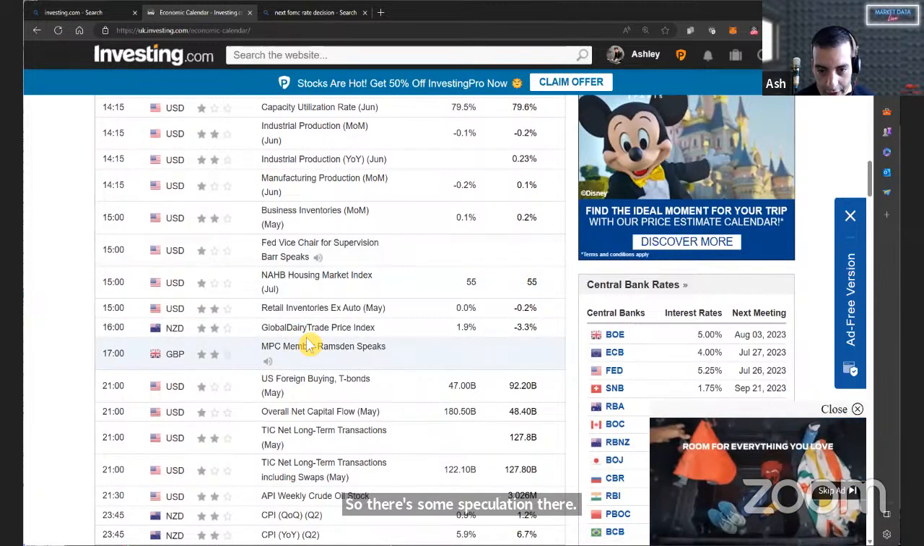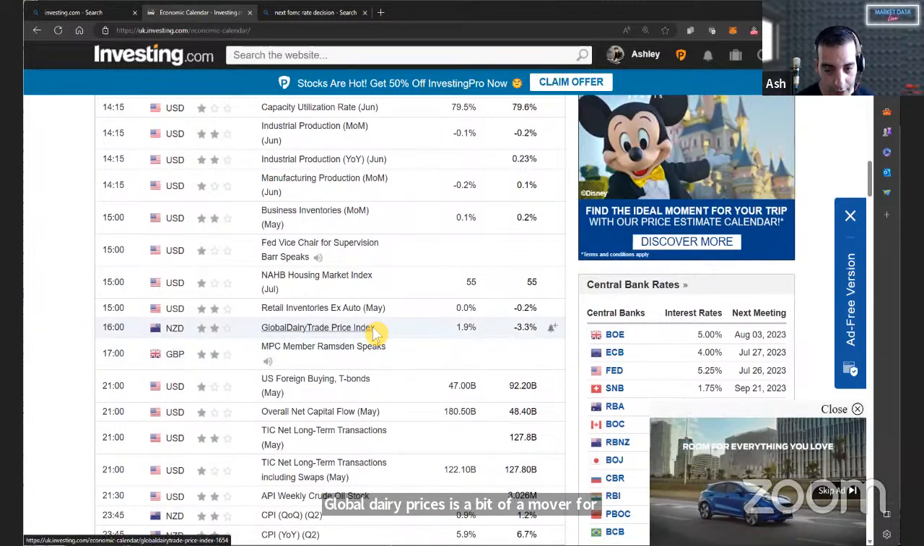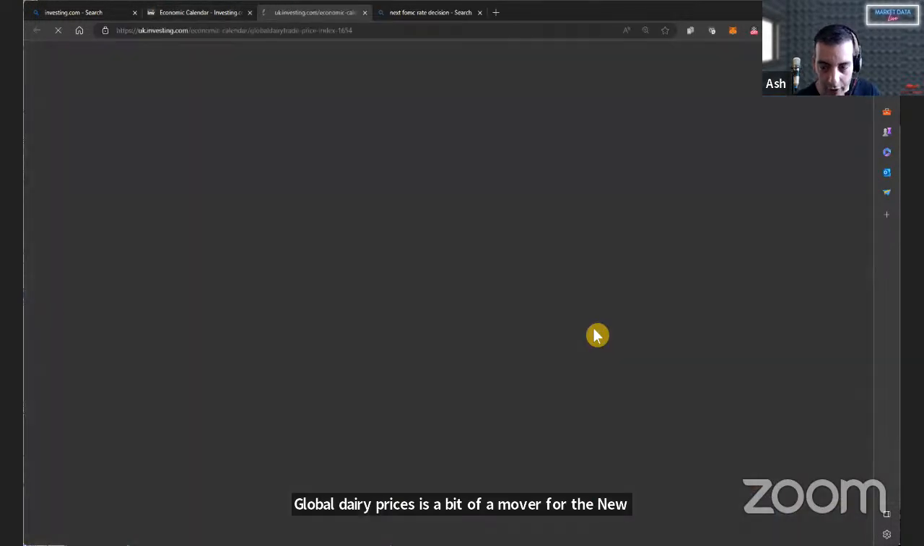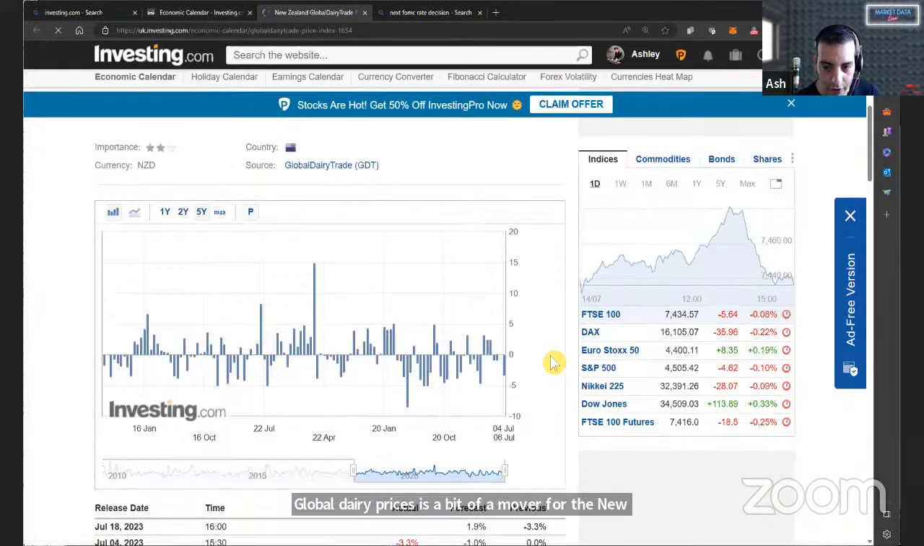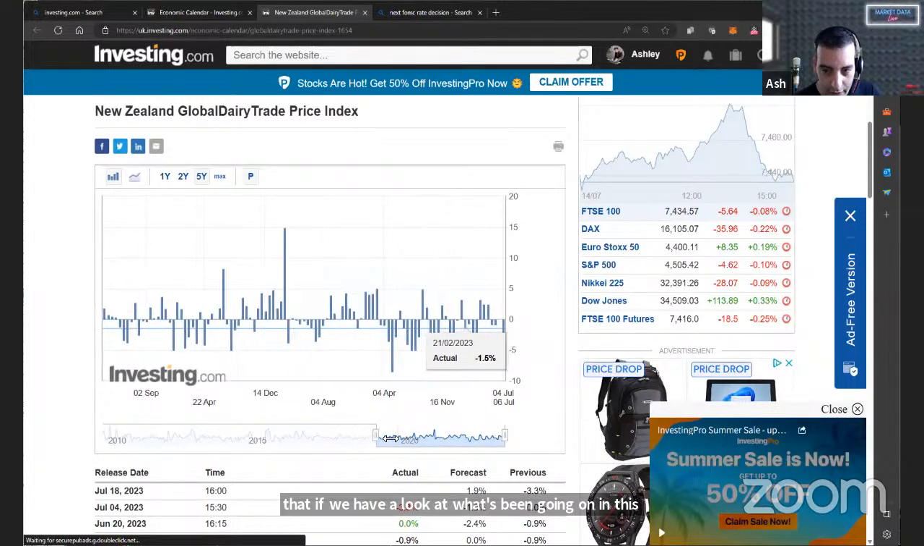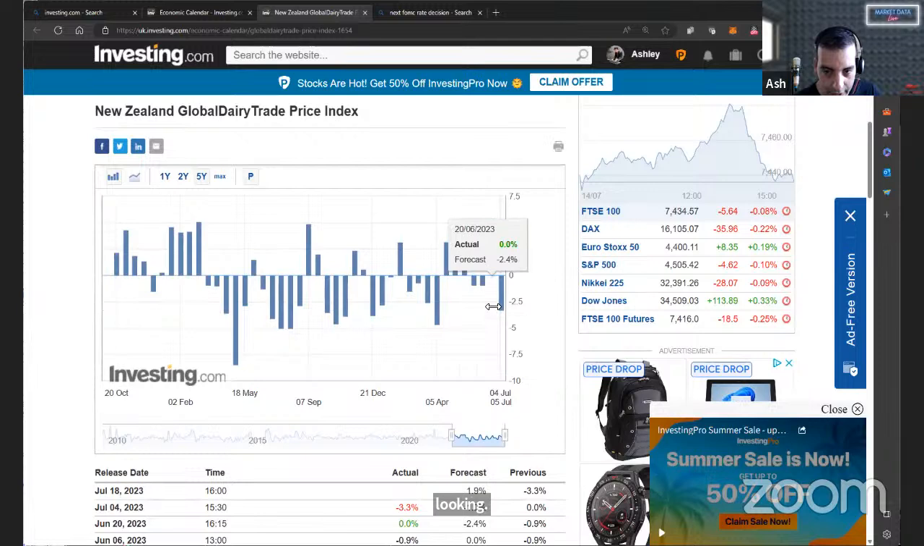Global dairy prices is a bit of a mover for the New Zealand dollar as well. So we want to have a look at that. If we have a look at what's been going on in this metric for a number of months, then it's pretty negative looking. If you look at this here, look at that big drop last time out.